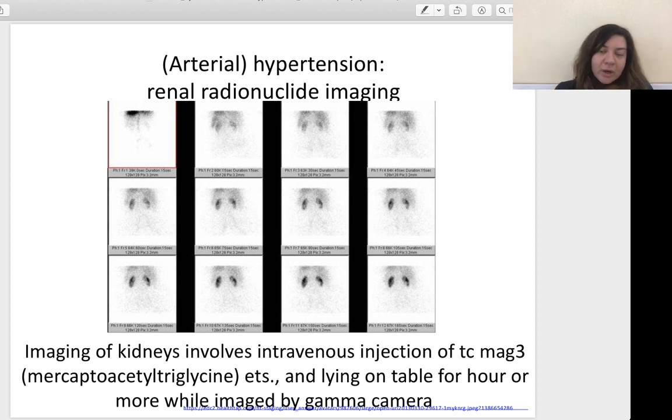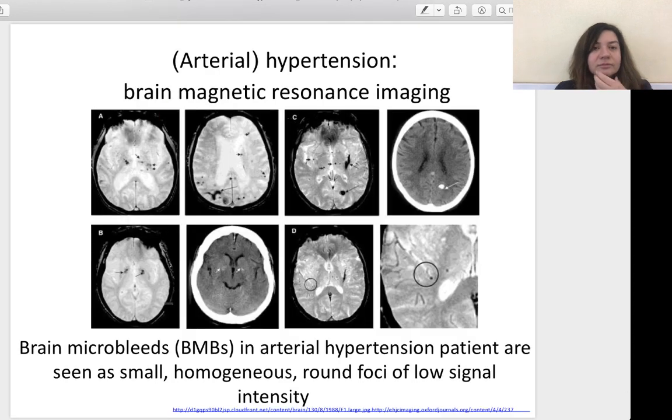Even more rarely than MRI, in some very rare cases, it is possible to use renal radionuclide imaging. Imaging of kidneys involves IV injection of technetium or mercaptoacetyl triglycine, and lying on a table for an hour or more while imaged by a gamma camera. You see pictures with visualization of the kidney, with some detail, all blood flow, all vascular structure, and visualization of kidney tissue.